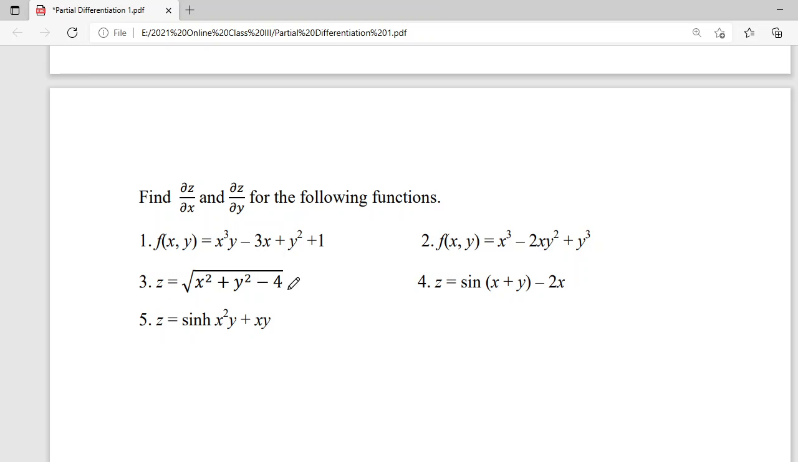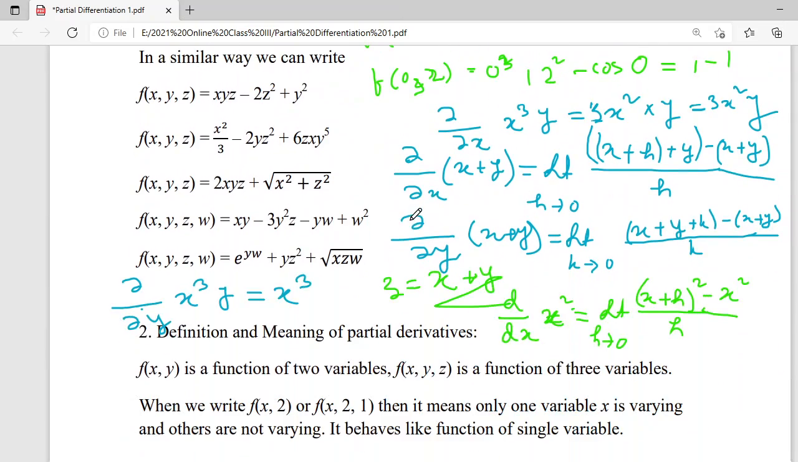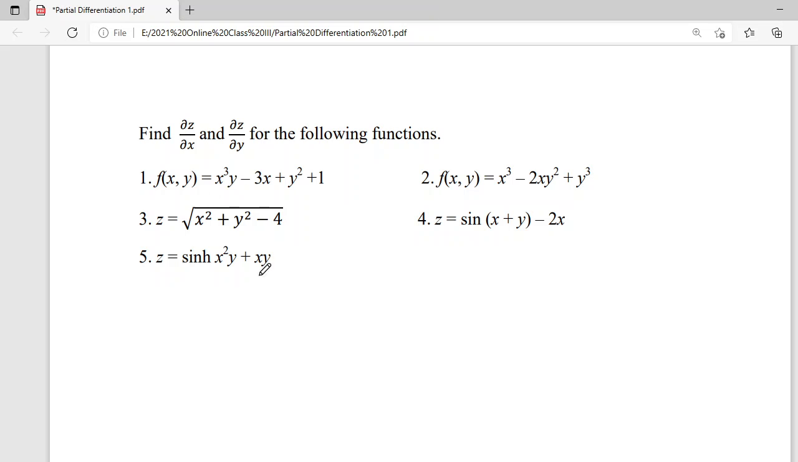Then let us see these examples. f of x, y is x cube y minus 3x plus y square plus 1. And f of x, y, z is equal to root over x square plus y square minus 4. Just like this, and as we discussed previously, we can find the values of the partial derivatives for x and y. So once this is clear, we will discuss some other things later.